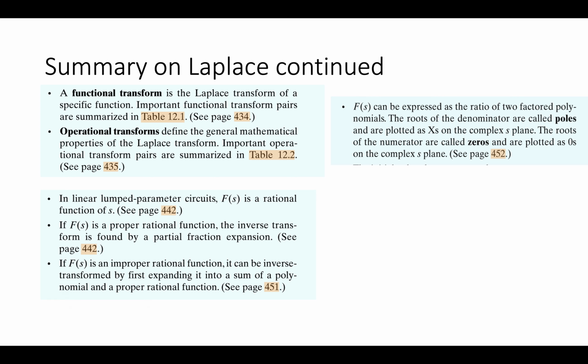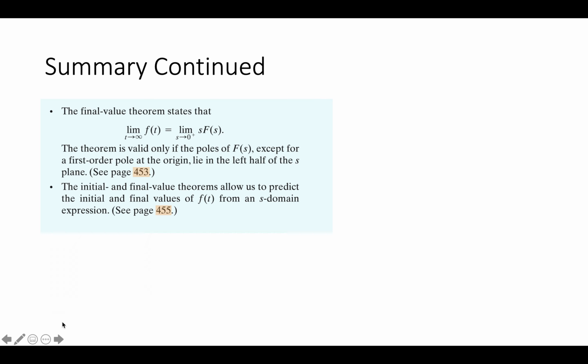I may or may not ask you to demonstrate by hand how to do a partial fraction expansion. F of s can be expressed as the ratio of two factored polynomials. The roots of the denominator are called poles. They're plotted on a complex plane. Now, we didn't really discuss the plotting of poles and zeros on the complex plane, so when I get to that slide, I'll skip over it.